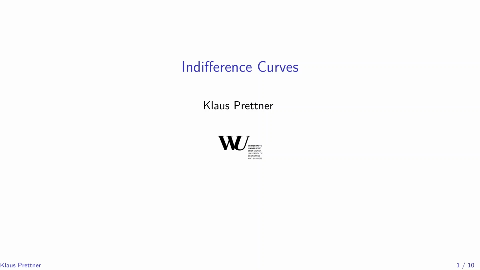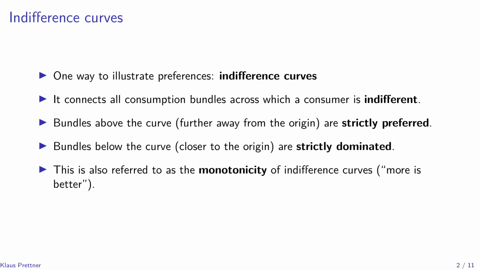After having talked about preference relations in the previous chapter, we now come to indifference curves, which is one way of representing preferences. One very common way to illustrate preferences graphically is by using indifference curves. Such an indifference curve connects all the consumption bundles across which a consumer would be indifferent. So along such a curve, it would not matter whether a consumer chooses consumption bundle A or B, as long as they are on the same curve.